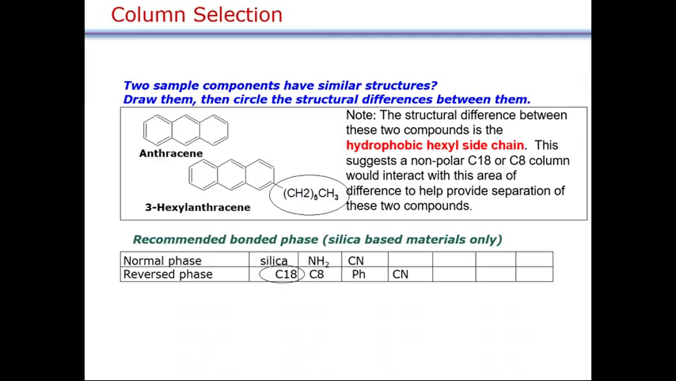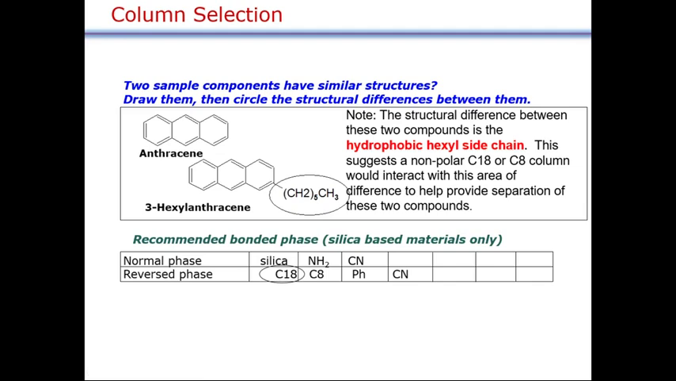So how do you select the column? Here is an example. There are two molecules: one is anthracene and the other is 3-hexyl anthracene. We want to separate these two substances. Looking at the structural formulas, you see that anthracene and hexyl anthracene have the same basic structure. The difference between them is that hexyl anthracene has this hexyl group on this ring. And we know that a hexyl group is hydrophobic.